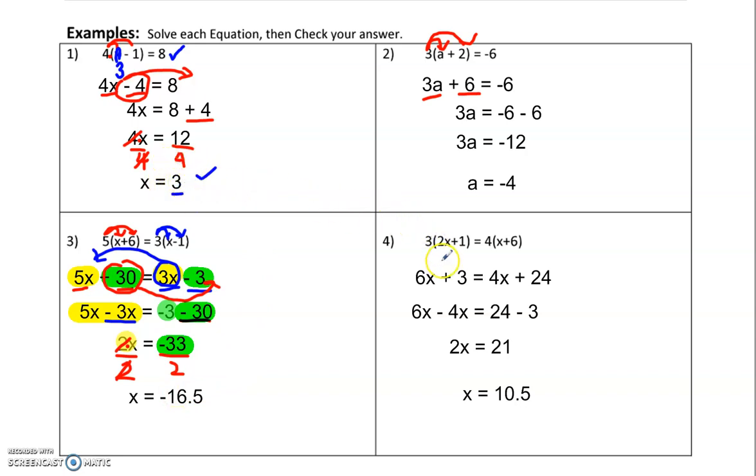So again, I'd like you to try this one on your own. You're going to multiply this in, and you're going to get these two equals, and then make sure that you multiply also the 4 in as well, and do the distributive property. So try this one out. The answer is 10.5.